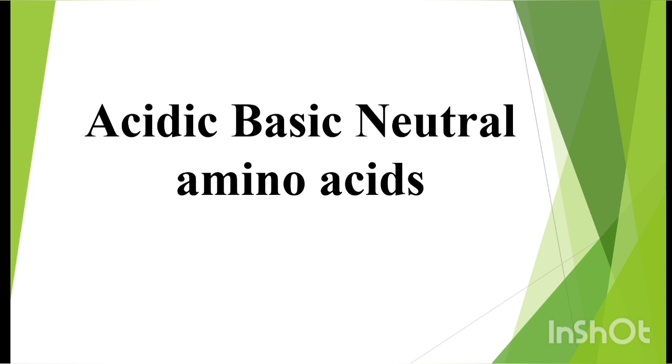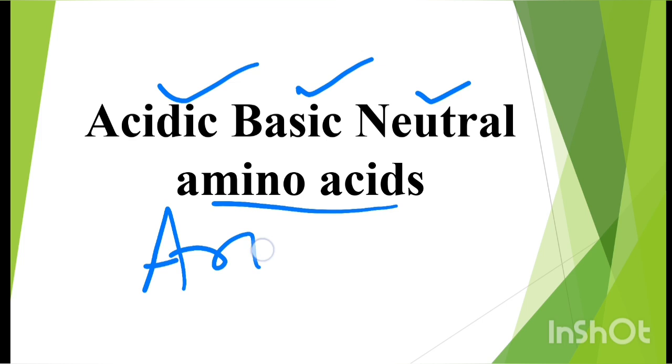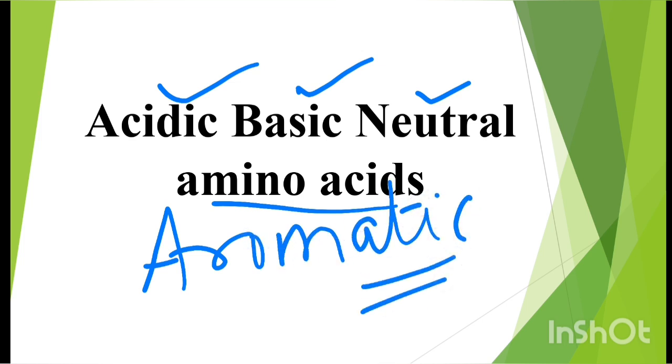So in this video we will discuss amino acids: acidic, basic and neutral amino acids. Apart from these three types of amino acids, aromatic amino acids are also there. Aromatic amino acids. Okay.